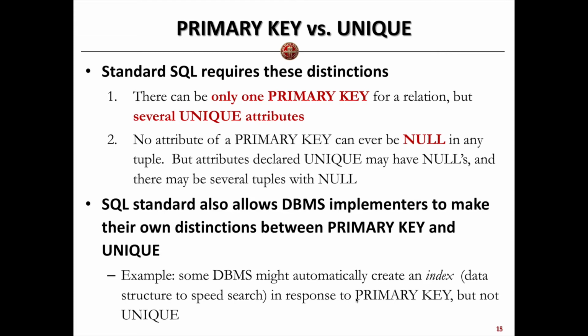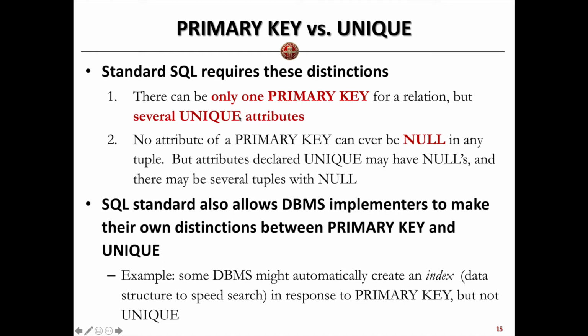So in the standard SQL, there are some requirements for these two keywords. According to the standard SQL requirements, there can be only one primary key for a relation. In other words, given a relation, the primary key can be used at most once inside this table creation declaration. However, these keywords can be used several times for declaring multiple attributes as the unique keys of the relation. So in other words, we can have several unique attributes inside the tables. This is one of the main differences between primary key and unique.